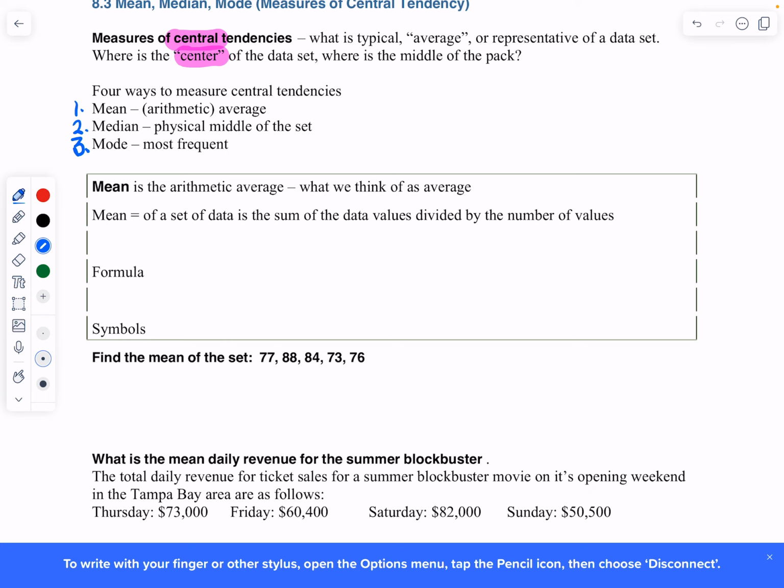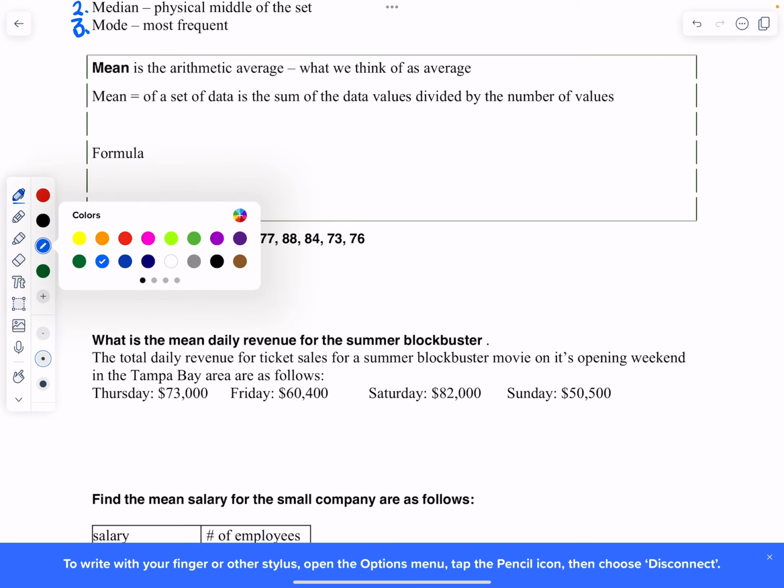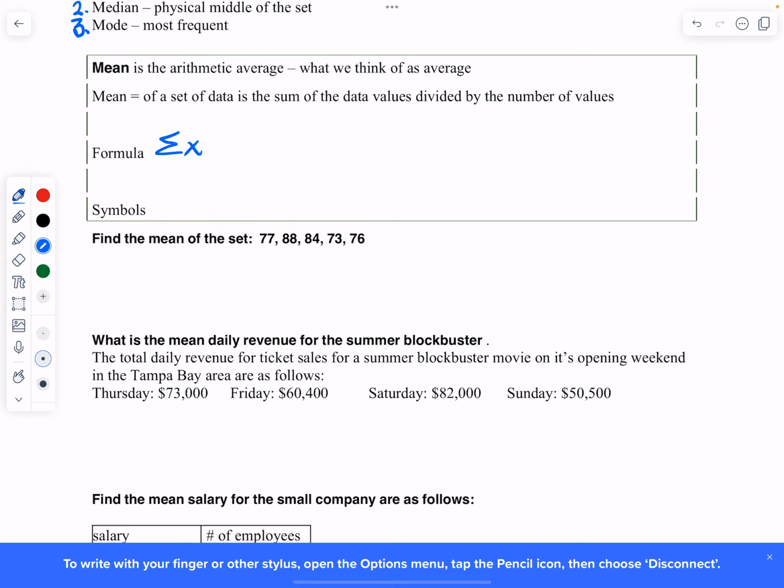So let's look at the mean first. The mean is the arithmetic average. It's what we think of when we say average. We're going to take the set of data, sum them all up, and divide by the number of values. So the formula looks like this: sigma x divided by n.